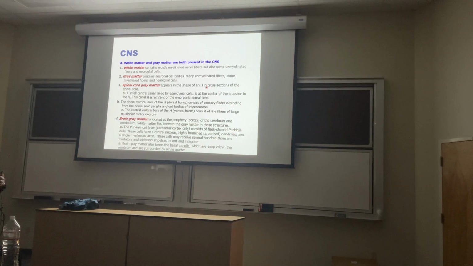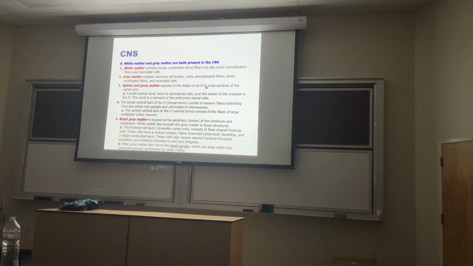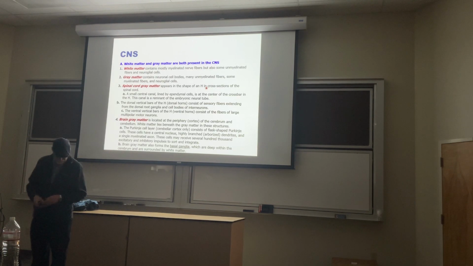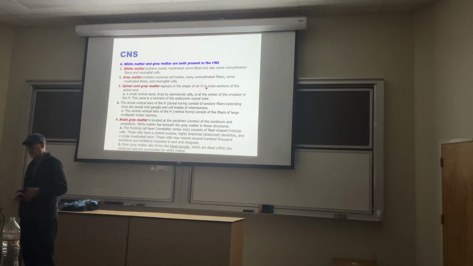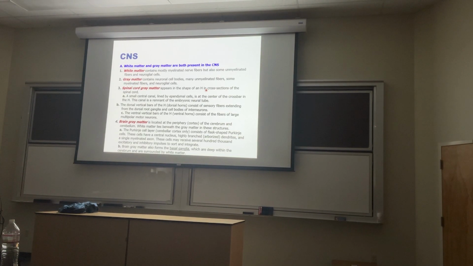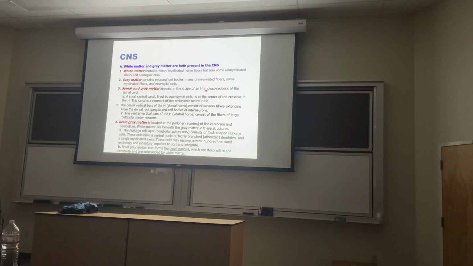And then we have the ganglion. We have different types of ganglion, and we'll look at that. Those are the major parts of the peripheral nervous system. The central nervous system is composed of different areas.